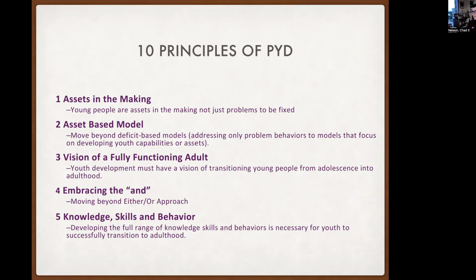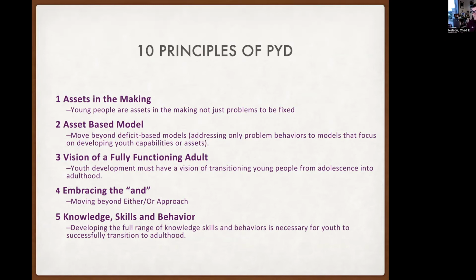Vision of a fully functioning adult. Youth development must have a vision of transitioning young people from adolescence into adulthood. It seems like a no-brainer, but not too long ago it was childhood to adulthood. We didn't really respect adolescent development. So that's an important aspect of getting them from childhood, developing them through adolescence, and then getting them to that functioning adult stage.